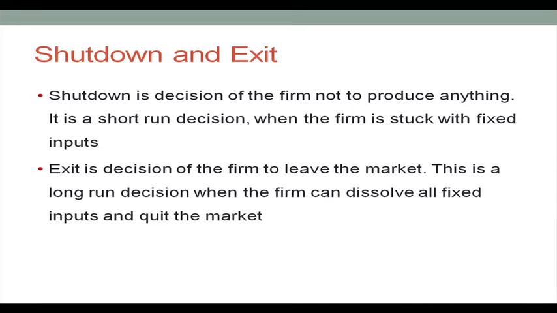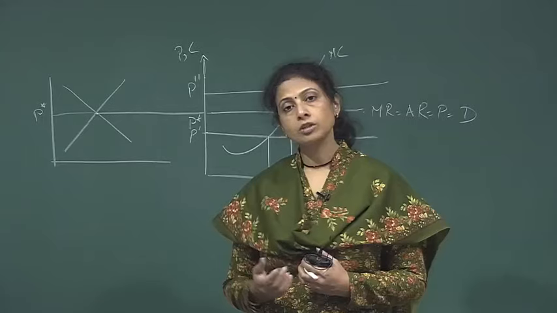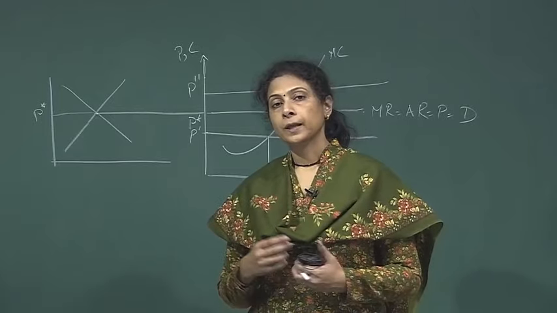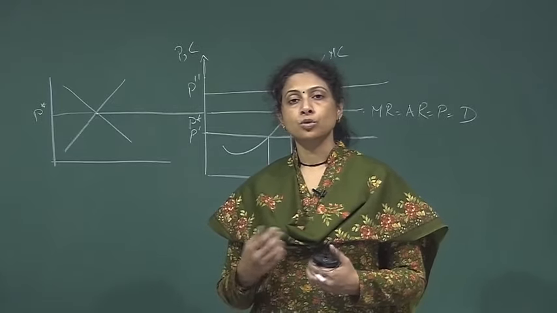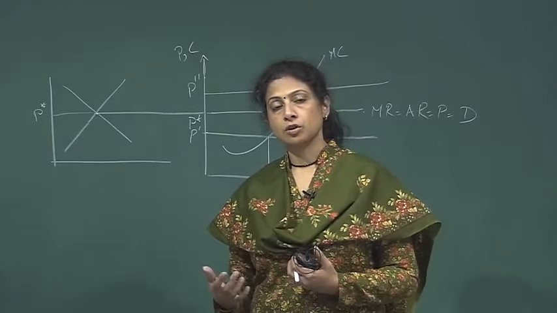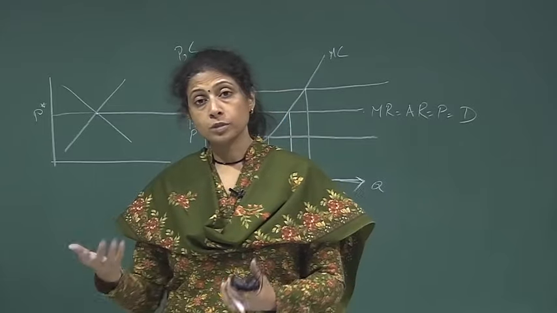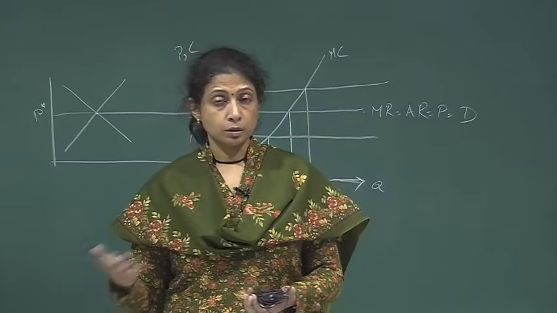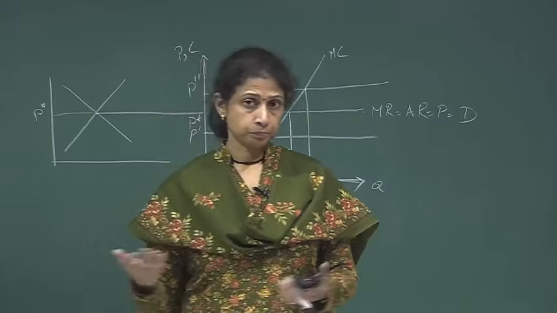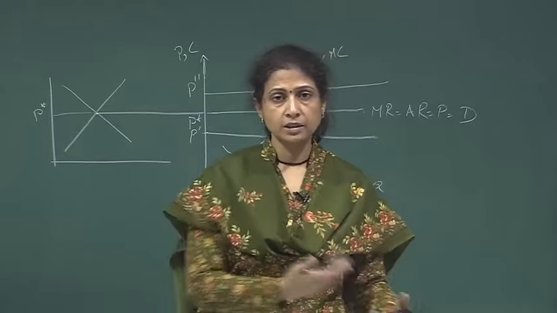So shutdown is something which the firm can do in the short run, because in the short run it is not easy for the firm to come out of its fixed costs. It has already incurred certain fixed costs, it has probably set up a plant, it has bought some land where it is operating, or it has a huge machine which it has borrowed, so the firm is paying some mortgage, some interest for borrowing money from the bank to buy these machineries.